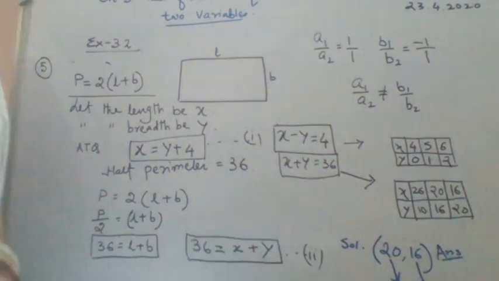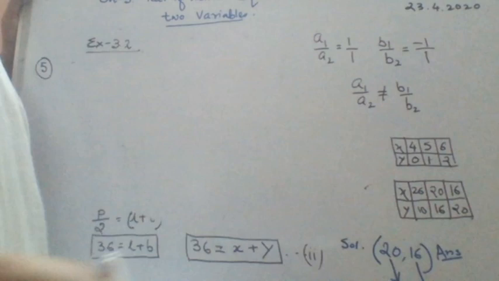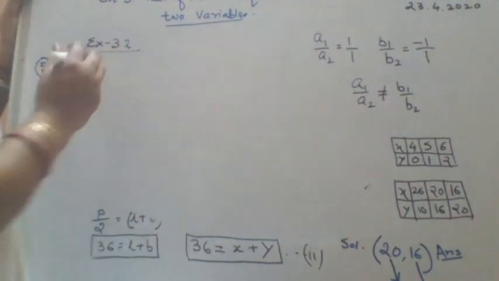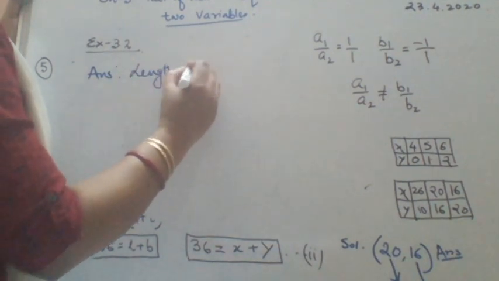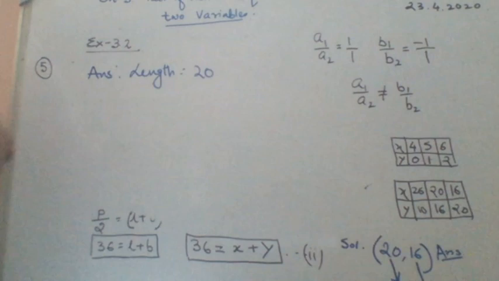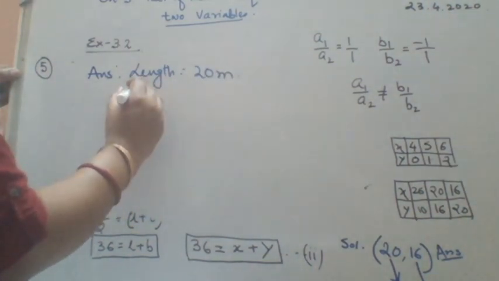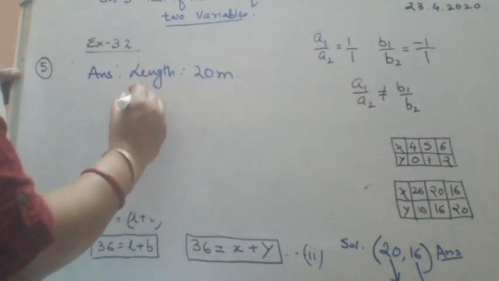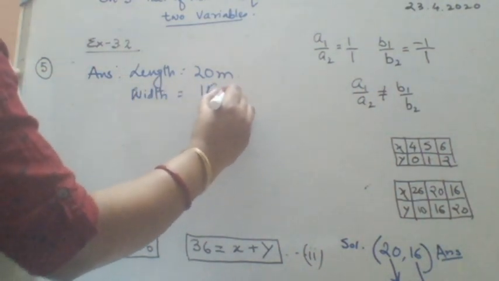So you will write down the answer properly. Answer: length equal to 20 meters. Is it 36 meters? If the unit is mentioned, you need to write down the unit. It is stated that the length is 4 meters more than the width, so the unit is mentioned. So we will write length is 20 meters and breadth, which is given to you as width, so we use the word width, is equal to 16 meters.